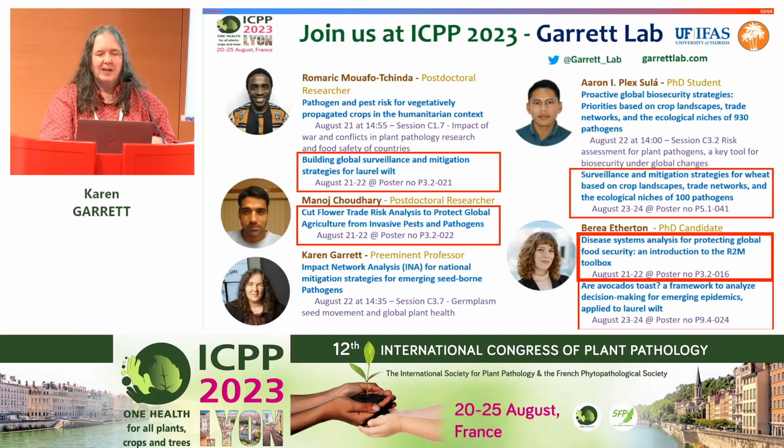Yeah, and so I'd invite you, I'll show this slide again in a moment too, but Berea Etherton, in that red box there, is going to be talking about some of these tools more, and then also this project with avocados too. So you could see her poster for more details about that model and how that system works.